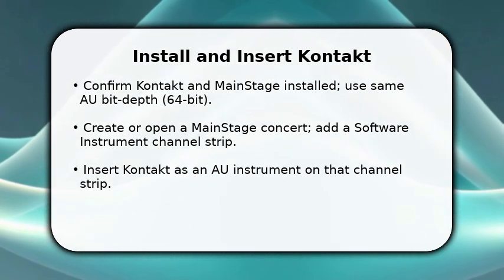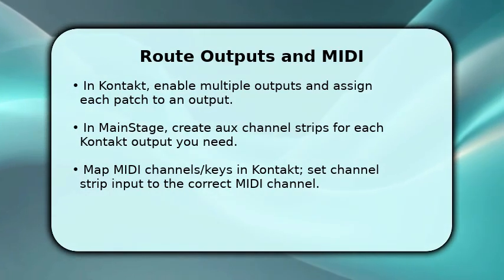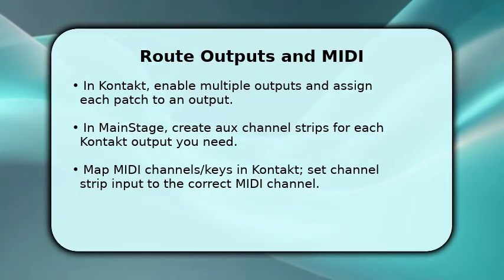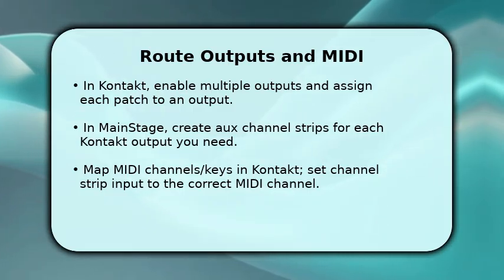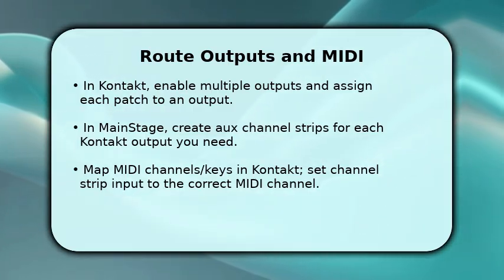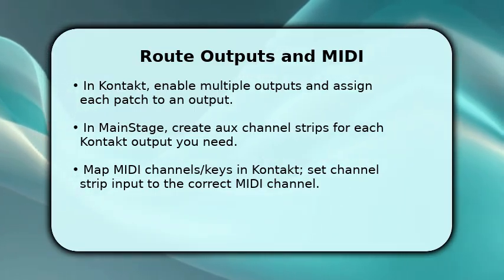Once Kontakt has the patches loaded, enable multi-output channels in Kontakt's output section and assign each instrument to its own output bus. Then, back in Mainstage, create matching auxiliary channel strips and set their input to the corresponding Kontakt output buses so you can mix each instrument separately.